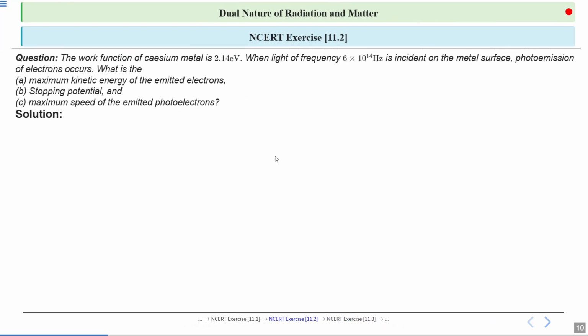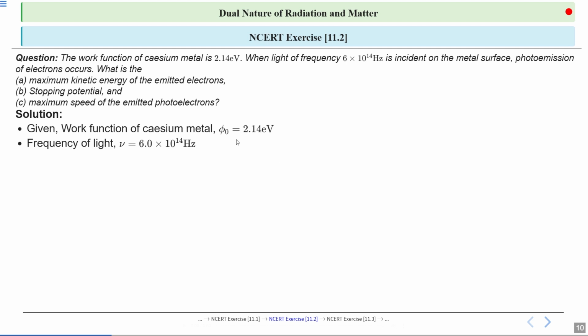Let's see the solution. So first, let's note the work function of cesium, which is given as 2.14 electron volts. The work function is the minimum energy needed to remove an electron from the surface of the metal. Frequency of light nu is equal to 6.0 into 10 raised to the power 14 Hz. Higher frequency means higher photon energy.